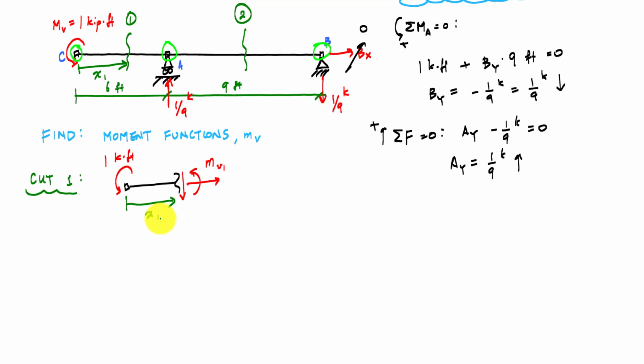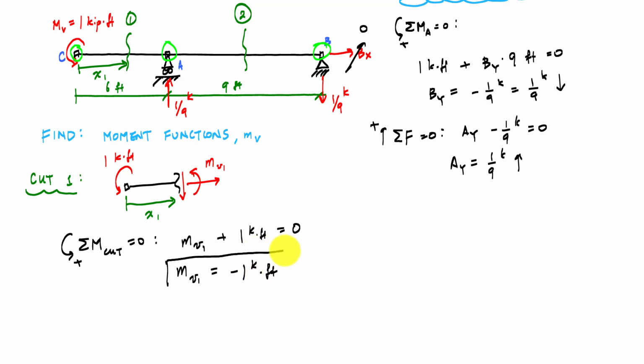I'll call this x1. And just like before, if I sum moments about the cut equal to 0, I will get mv1 plus 1 kip foot equals 0, and that just tells me that the moment diagram is constant over this segment CA for the virtual structure, and it's negative 1 kip feet. This is that internal moment function that I need to solve this problem.